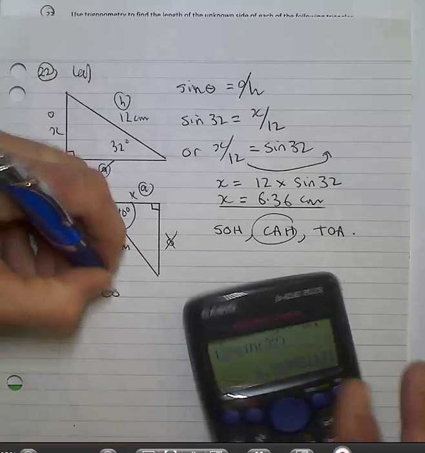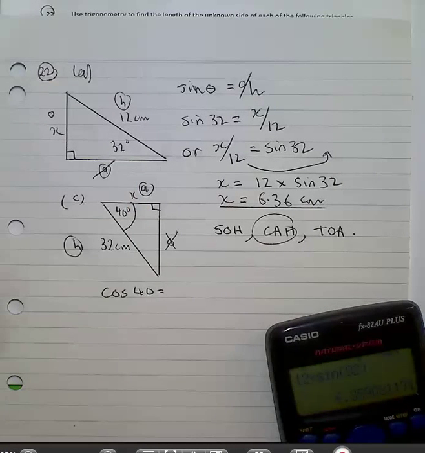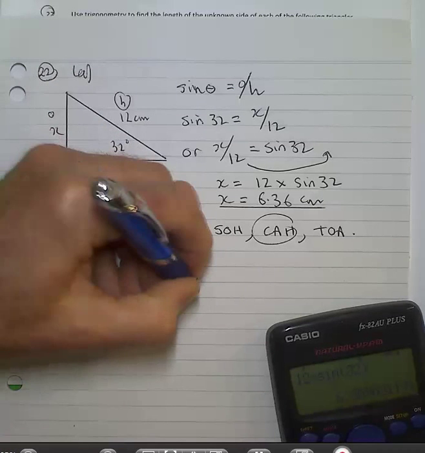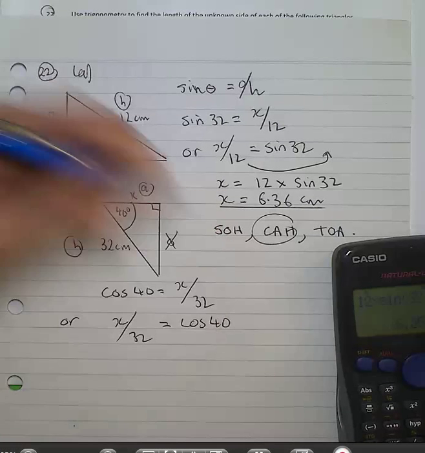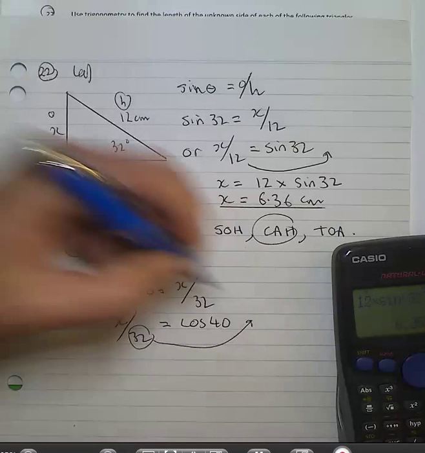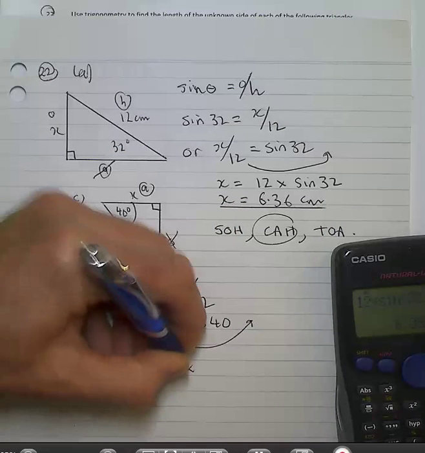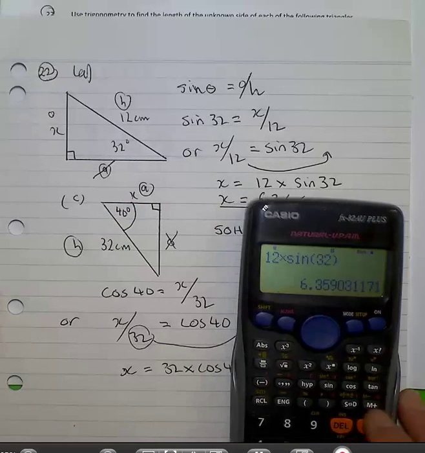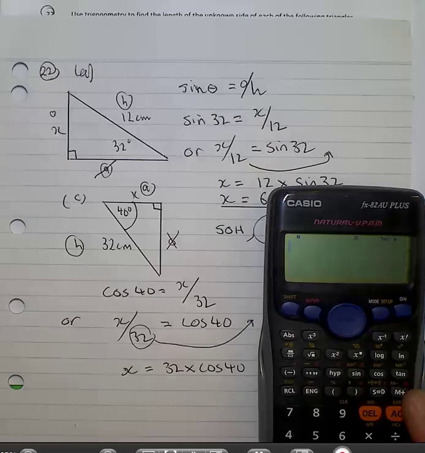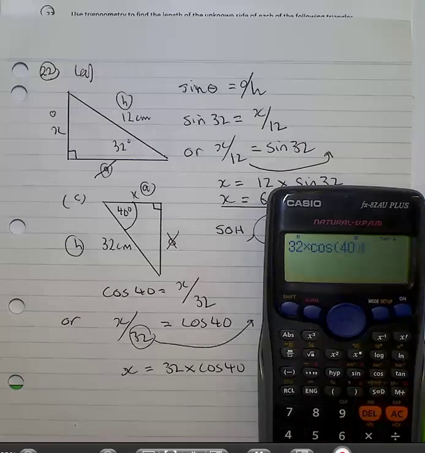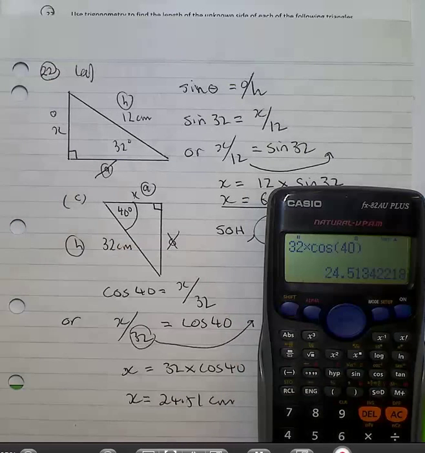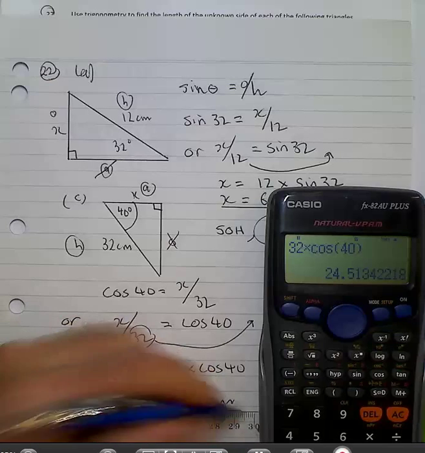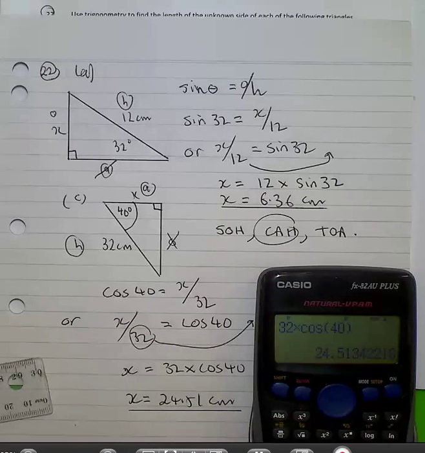So in this instance, cos of 40 is equal to the adjacent, which is x, over 32, or x on 32 is equal to cos 40. Opposite division is multiplication. So it's 32 times cos of 40. On the calculator, that will give me 24.51 centimetres. Now please take your time to review this if you're the least bit stuck.